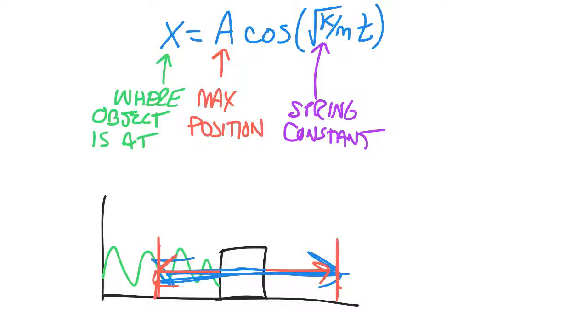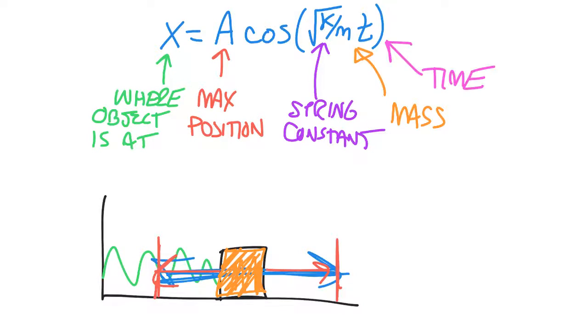K is the spring constant. That's how stiff the spring is. M is mass. That's how much mass the object has. And T is time. That's how much time has passed since the object started moving.